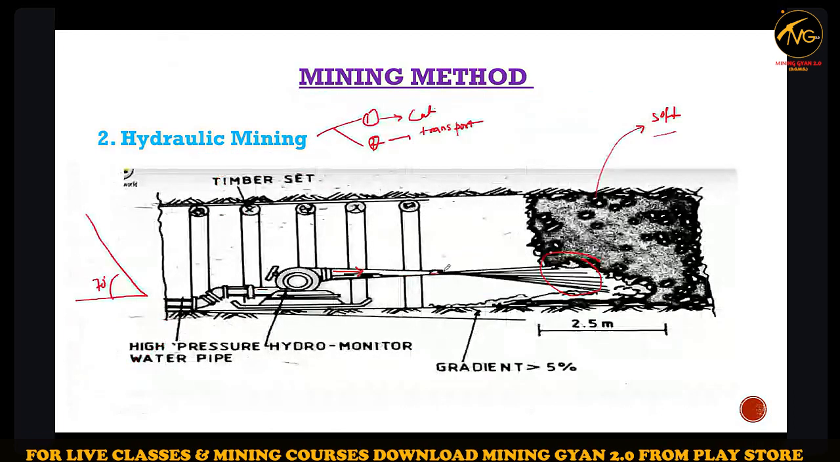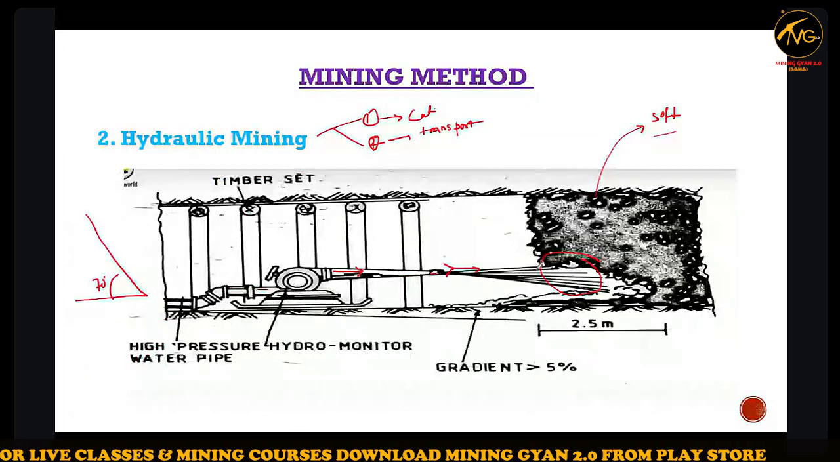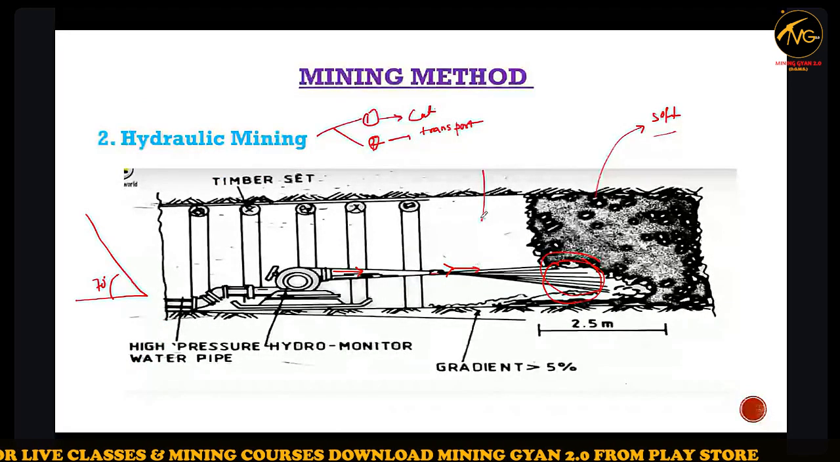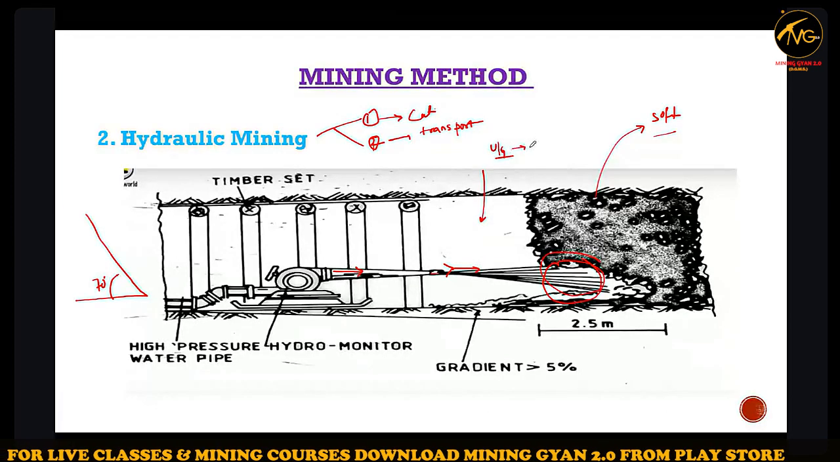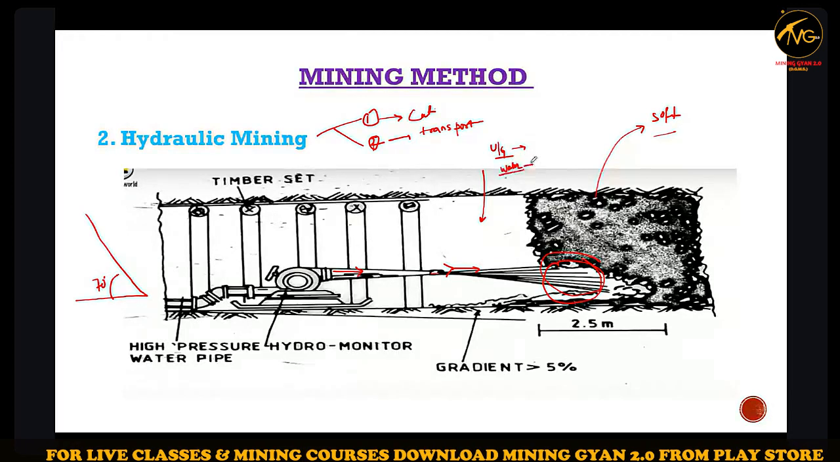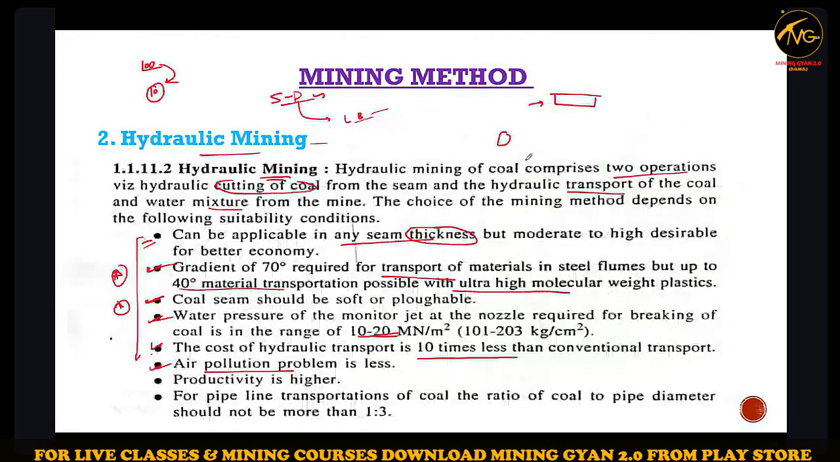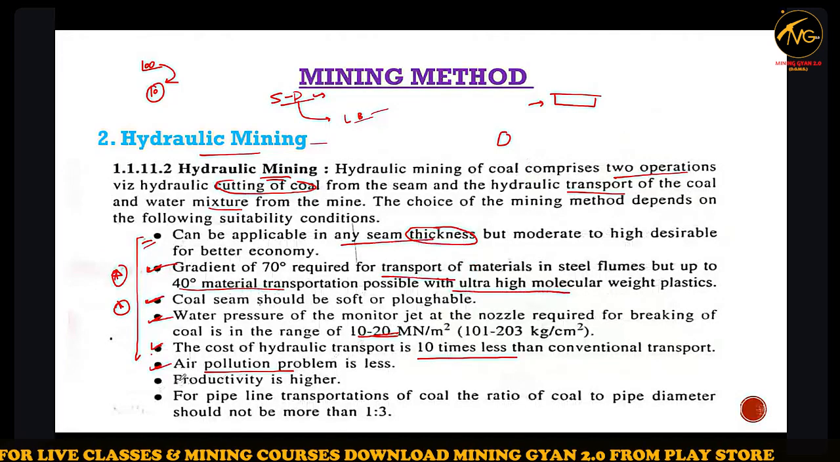Air pollution problem is less. We have already discussed that it is a water jet, a high pressure water jet that will cut. First, it is underground mining, so already environmental pollution will be less. Second, it is using water to cut the coal, so it will also pollute less compared to other methods.